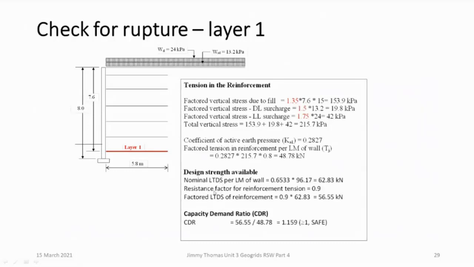And we have to multiply this by the resistance factor, which for geosynthetics is 0.9 as per the LRFD method. So the factored design strength will be 0.9 into this long-term design strength, which is 56.55. Then we calculate the capacity demand ratio, where capacity is this and demand is this much. So the ratio is 1.59. So it is safe. We can always optimize. Sometimes we find the factor of safety is more, then we try, like if 180 is not required, we can try with 150. Like that, we can optimize.